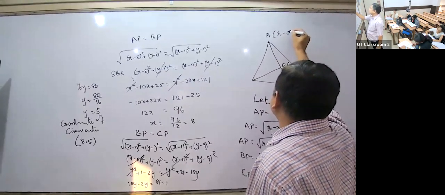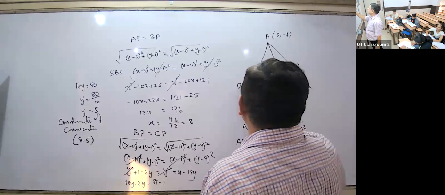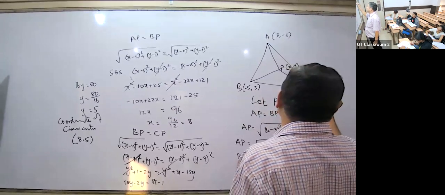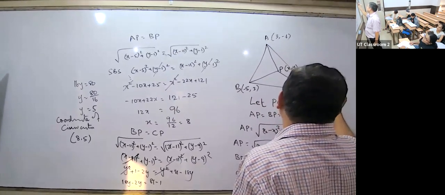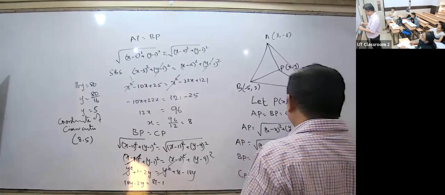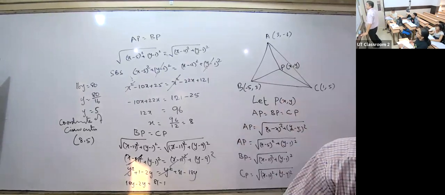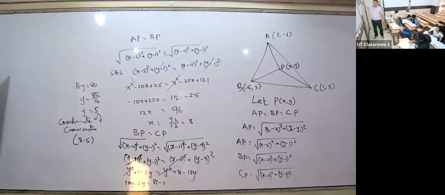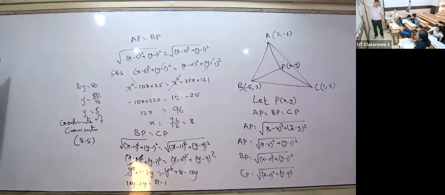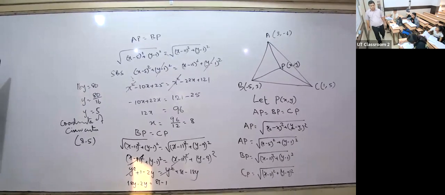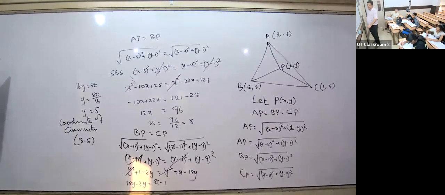A is (3, -1). B is (-5, 3). C is (1, -5). Now you will write, P is the circumcenter, therefore AP equals BP equals CP. Basic step, same format, do it. Find AP, find BP, find CP.